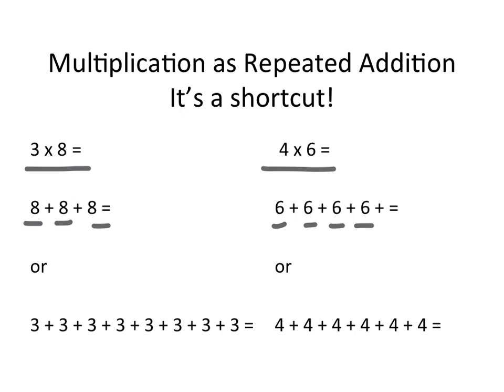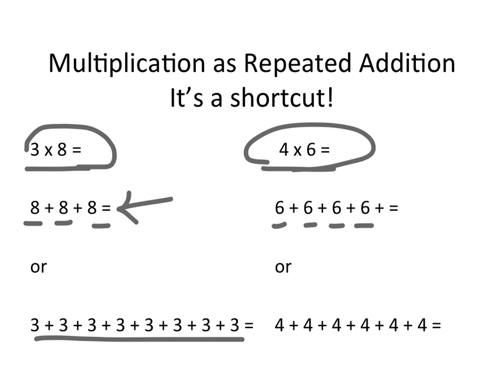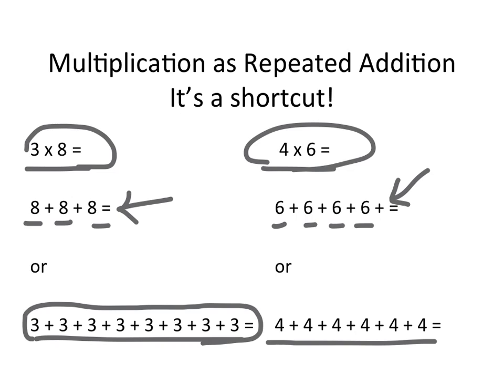multiplication is commutative. So 3 times 8 may look like this, but it could also look like this. Or 4 times 6 may look like this, but it can also look like this. The reason we would want them to know that is because sometimes it's easier for students to calculate one way or the other. So rather than adding a smaller number many times, it might be easier for them to add the bigger number fewer times. We want them to have the option.